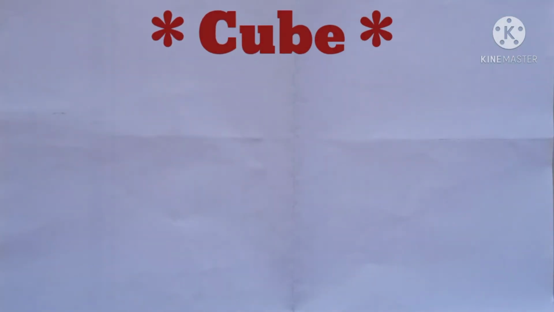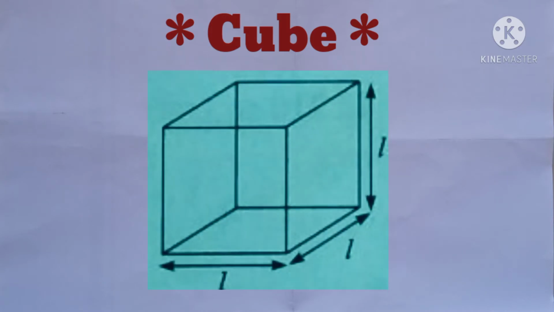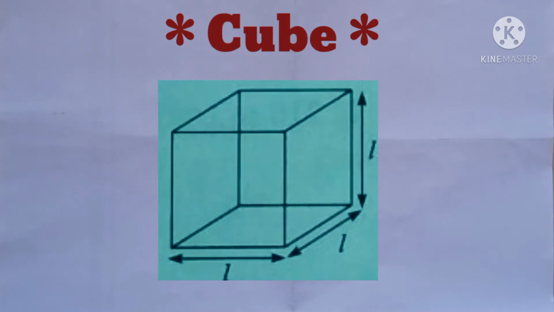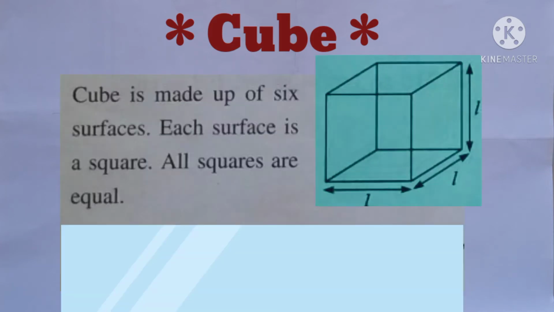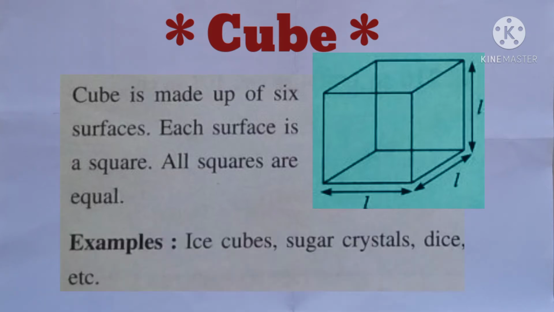Now let's move towards the second figure, that is about the cube. Yes, here this is a figure of cube. Cube is just like a cuboid only, but here, instead of rectangle, we will have the square shape or the square size in its direction. So cube is made up of the 6 surfaces. Each surface is a square only and all the squares are equal. Got it, students? The examples of cubes are ice cubes, sugar crystals, even dice of the Ludo. These are the examples of cube.